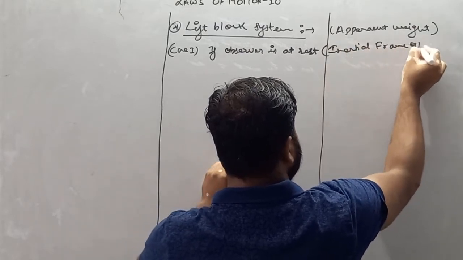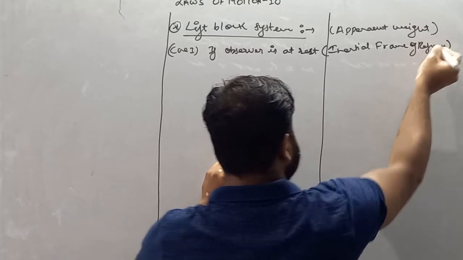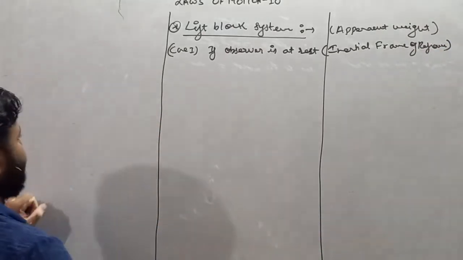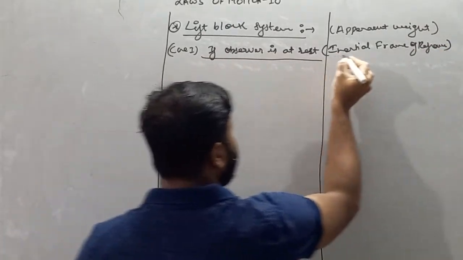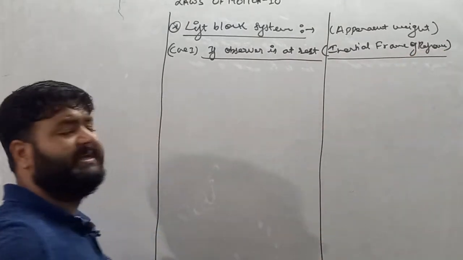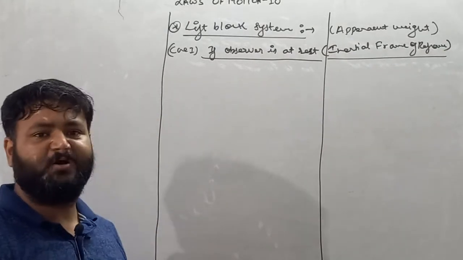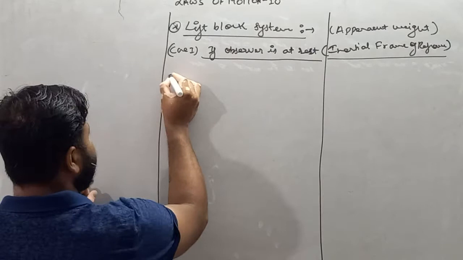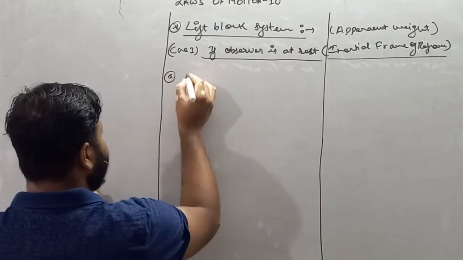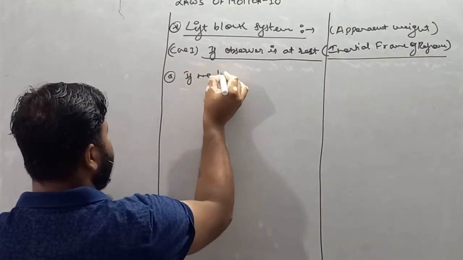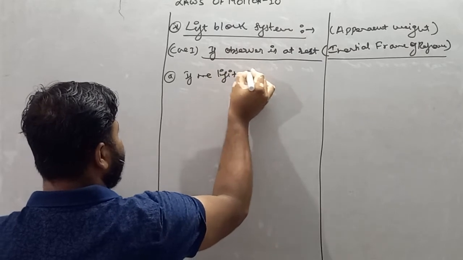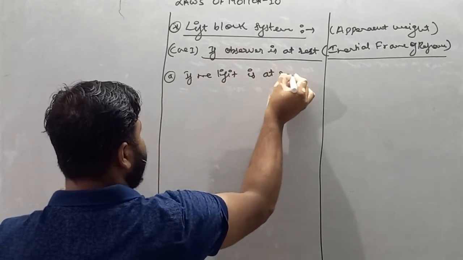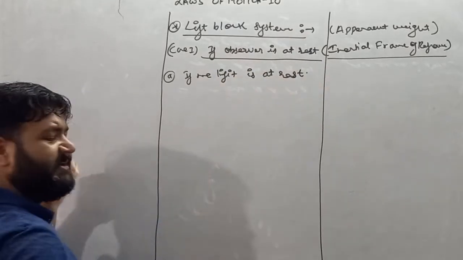Inertial frame of reference. So see, my dear student, I am doing case first. If the observer is at rest, or we can say in an inertial frame of reference, then the first case is if the lift is at rest.